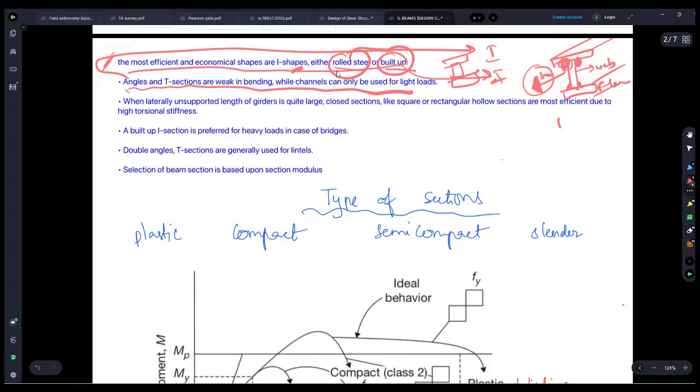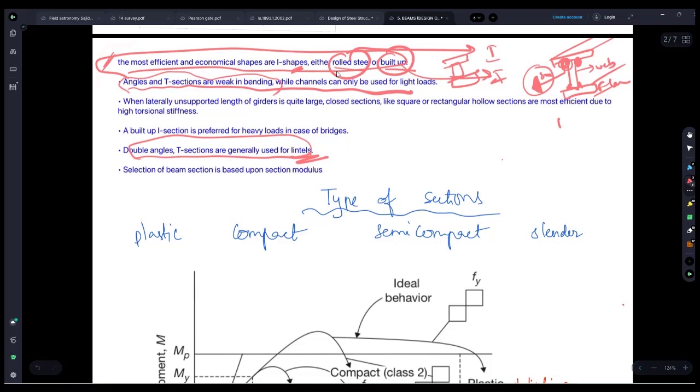Simple ही रहेंगे. See, angle and T sections, we won't use them because they will obviously be weak in bending when compared to that of I section. So हम ज़्यादा use नहीं करेंगे direct construction में. Okay, so we will basically be using angles, whose main role is to connect two members, right? Something like that. T section, yes, we use T section. So basically in lintels, we use T sections. Okay, see these double angles or T sections, we basically use in lintel beams.